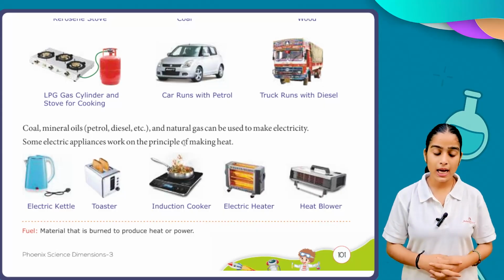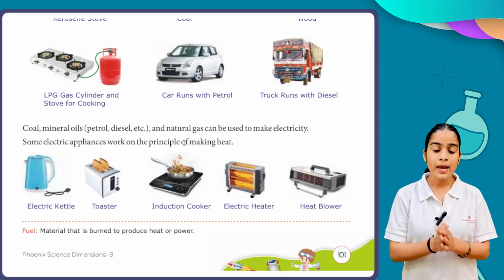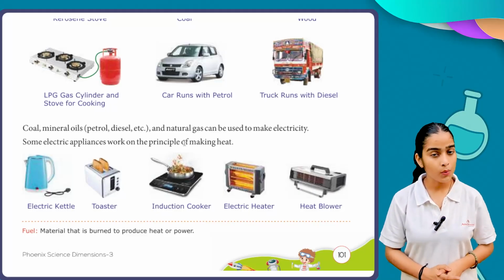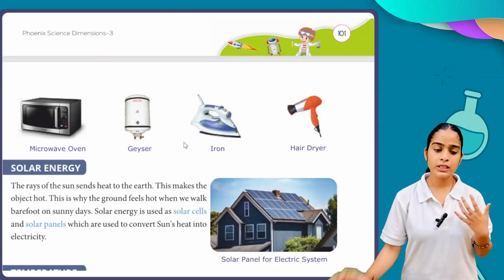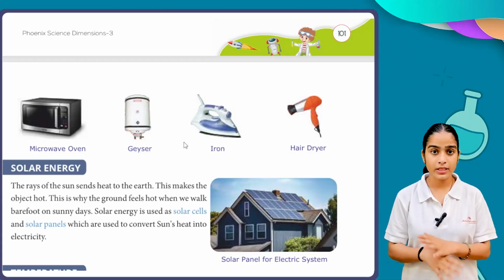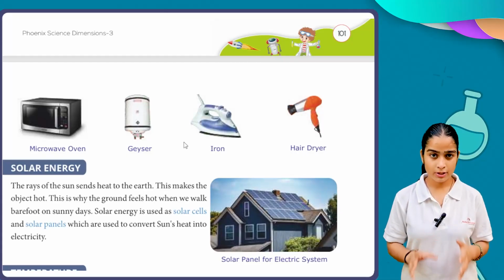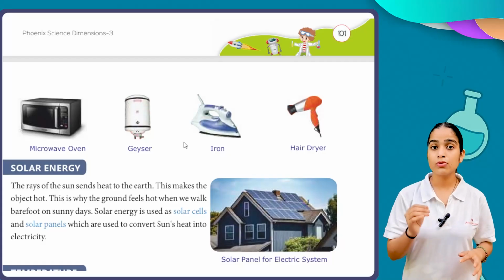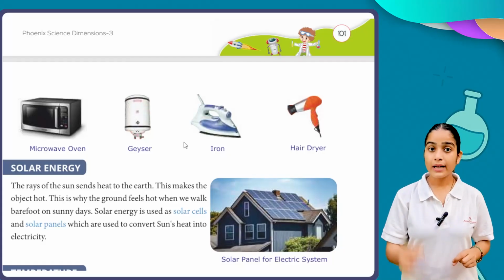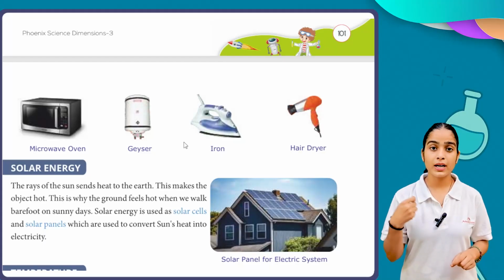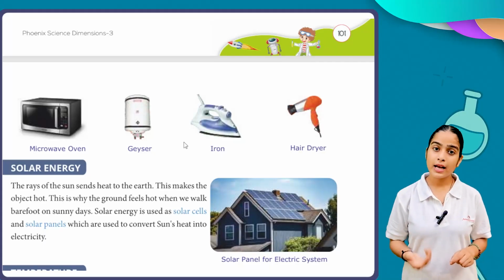So we have electric kettle, toaster, induction cooker, electric heater, heat blower, microwave oven, geyser, iron, and hair dryer. If you ever dry your hair with the help of a hair dryer, you observe that the hair dryer gives warm air, right? And just because of that warmth, our hair gets dry as soon as possible.